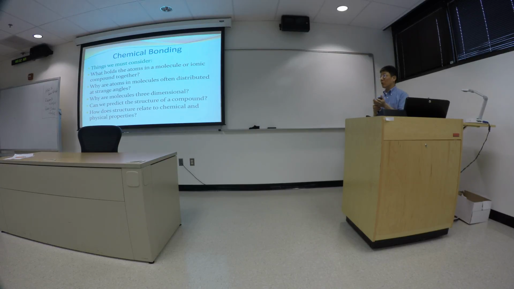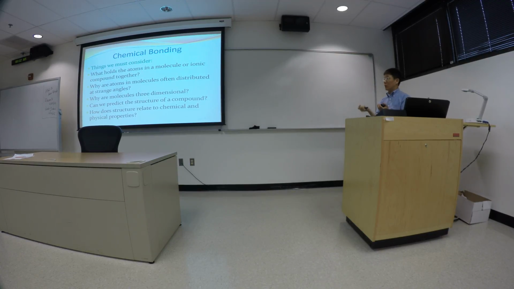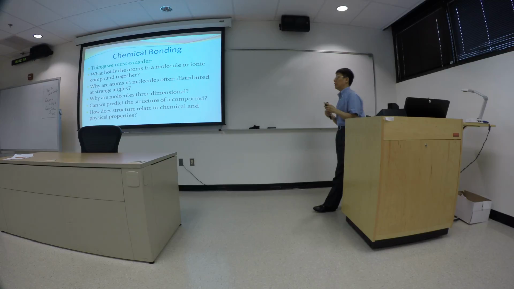Okay? And when you look at the structure of a molecule, atoms in a molecule are often distributed at a particular angle. What is the reason for that? Why can't they just cluster together? Why can't they just form a straight line? Why do they take a particular angle? That has something to do with the electrons involved in chemical bonding. Also, most molecules are not two-dimensional, they're three-dimensional. They take up space. What is the reason behind that? And how can we predict the structure of the compound? And how does the structure relate to the chemical and physical properties? All of these things have something to do with chemical bonding.